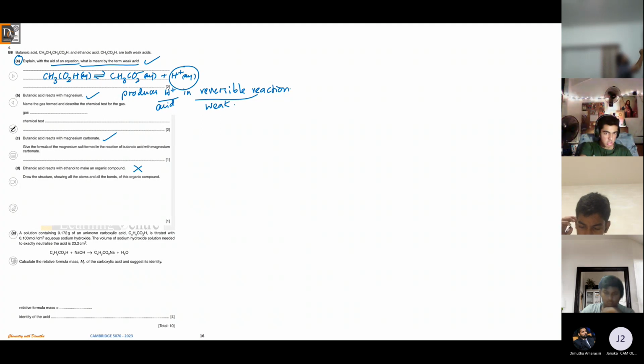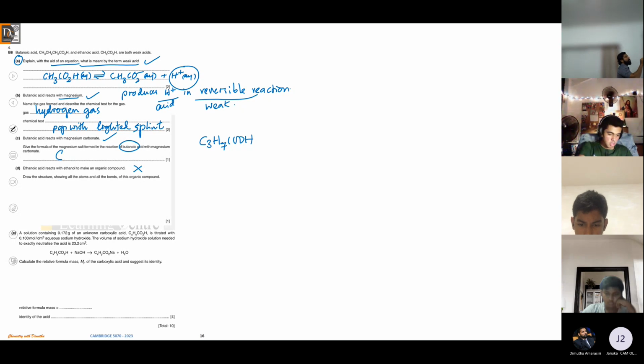Name the gas formed when magnesium reacts with butanoic acid. Hydrogen gas. Chemical test: it pops with a lighted splint. Now, this is what we learned, and this is what they ask in the exam. Give the formula of the magnesium salt formed with butanoic acid. Butanoic acid is C3H7COOH, so the magnesium salt is (C3H7COO)2Mg.